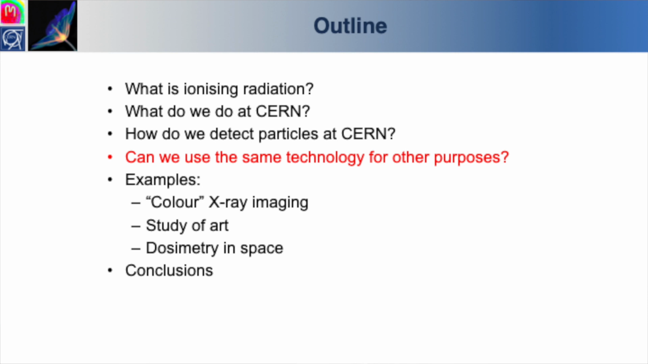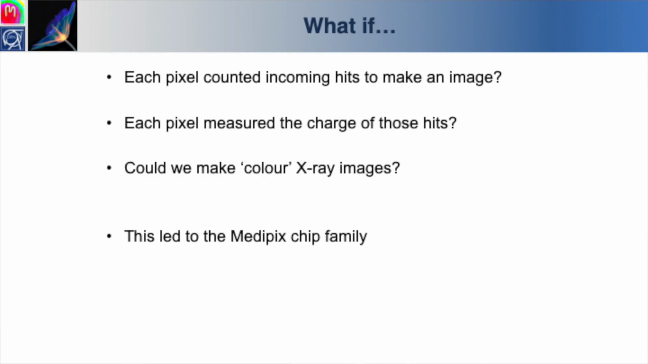So the pixel detectors enable you to make this picture of these tracks here because of the clean pictures they take, and that was why they were developed for the LHC. But then we asked ourselves, can we use such a technology for other purposes? Because of course we see that we can make clean images of radiation. So we asked ourselves, what if each pixel just counted the number of hits to make an image, and could each pixel measure the charge in those hits, and could it make, in that case, colour X-ray images?